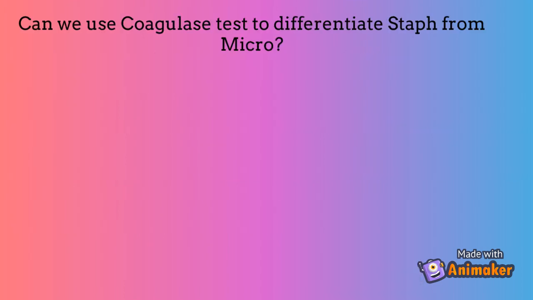Alright, here's a question. Can we use the coagulase test to differentiate Staphylococci from Micrococci? Well, generally, no. Suppose we're trying to identify an organism in the lab. We've determined that it is gram-positive cocci and catalase positive. The organism could most likely be Staphylococci, though Micrococci is also a possibility. We will need to carry out more tests to identify the specific organism.